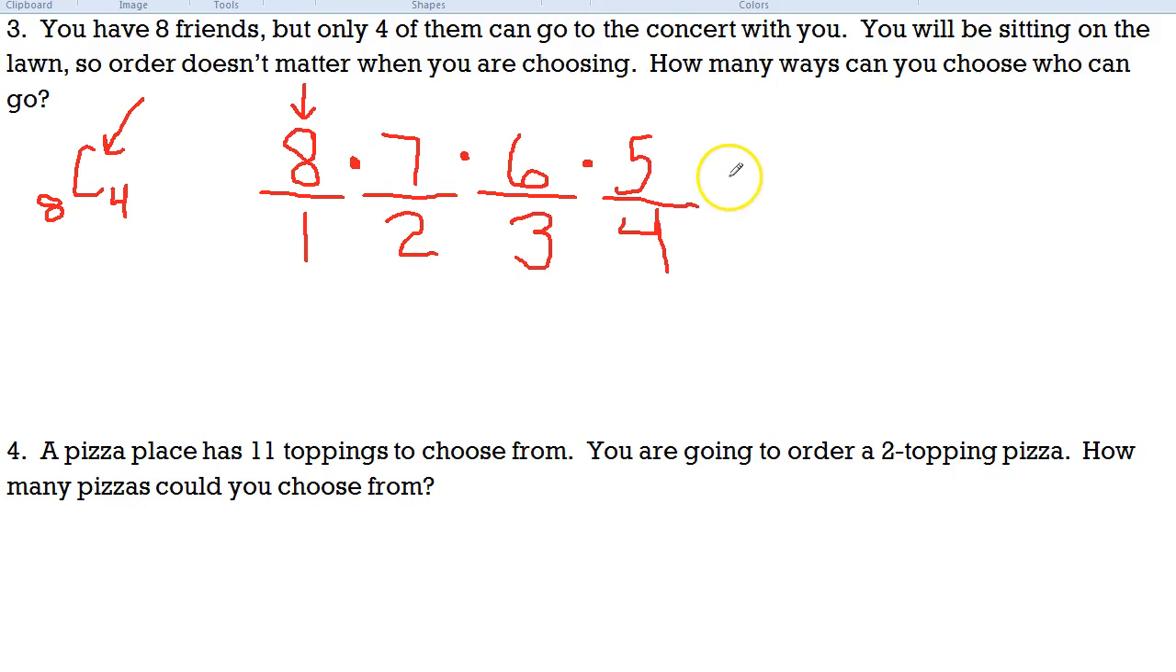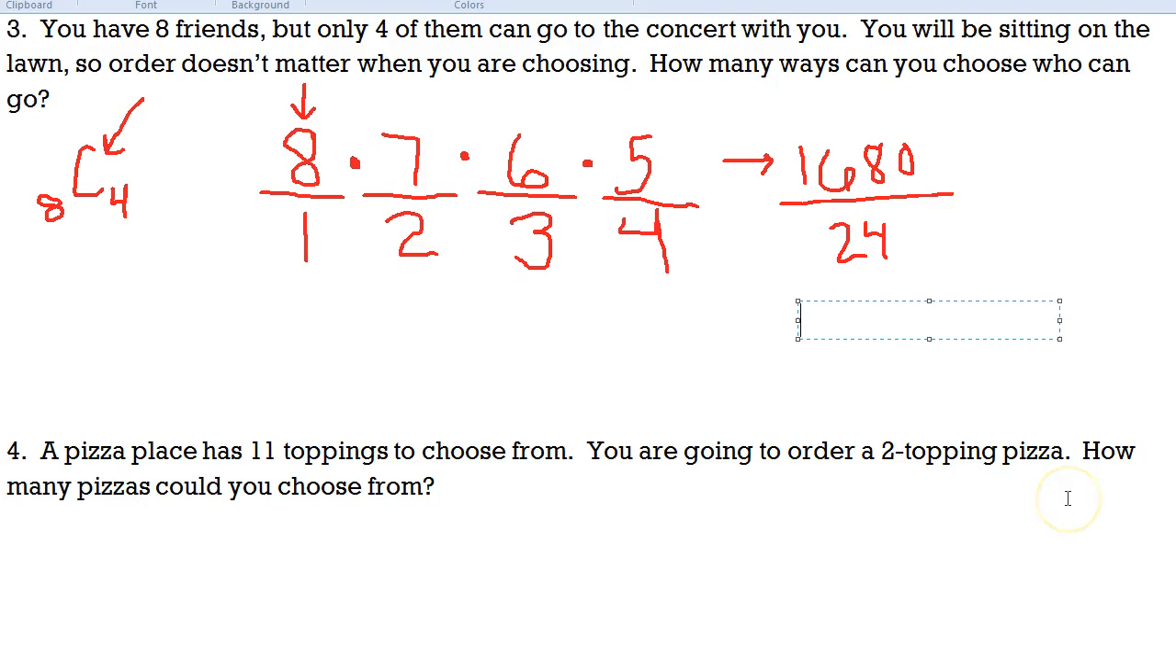All right, so in this case, 8 times 7 is 56. 56 times 6 is 336. The top number will be 1,680. Sorry, I'm just doing this in my head, so work with me for a second. 1 times 2 is 2, times 3 is 6, times 4 is 24. 1,680 divided by 24, so then you divide those out, and you find out there are 70 different ways that you can take your friends to the concert. Not that you're actually going to sit there and count the ways, but that's just the way the math works.